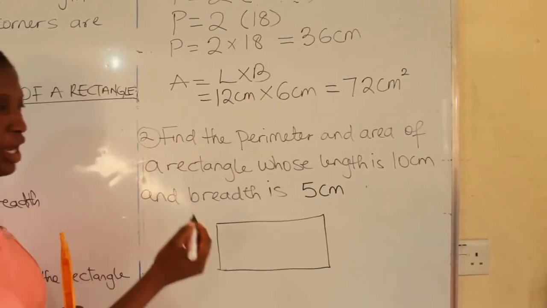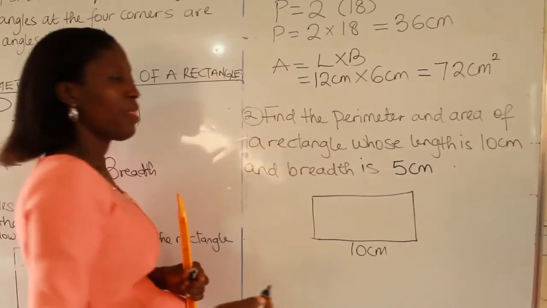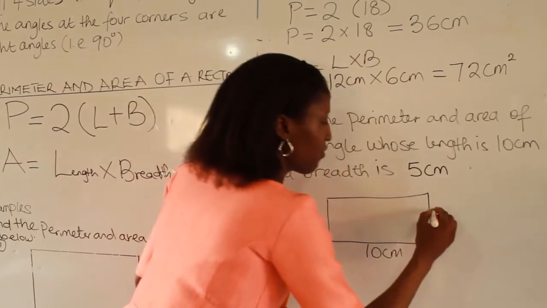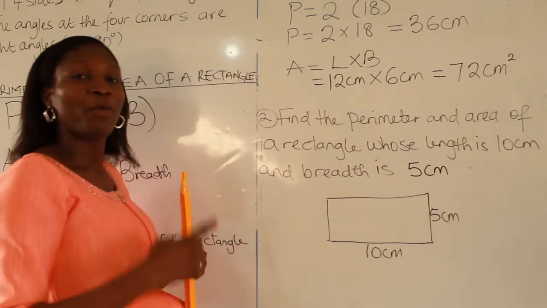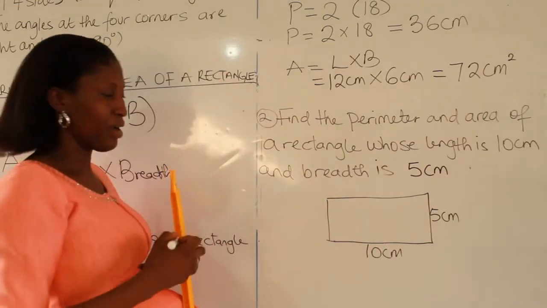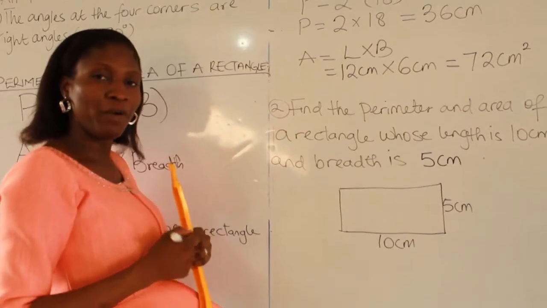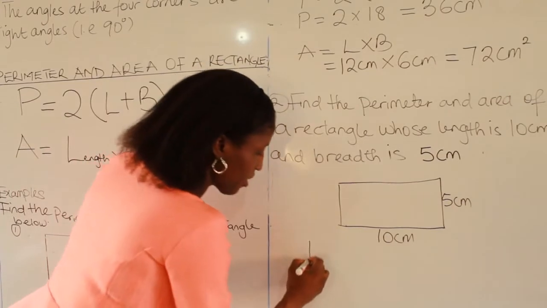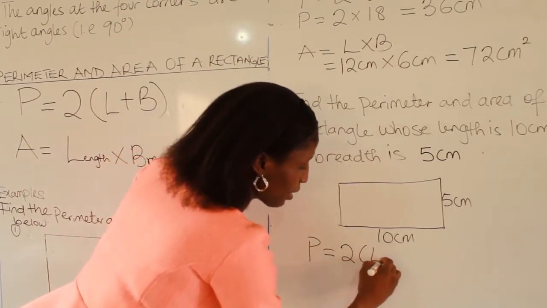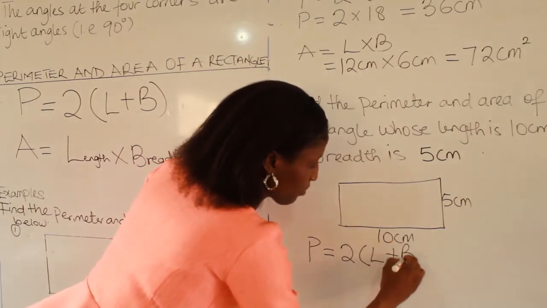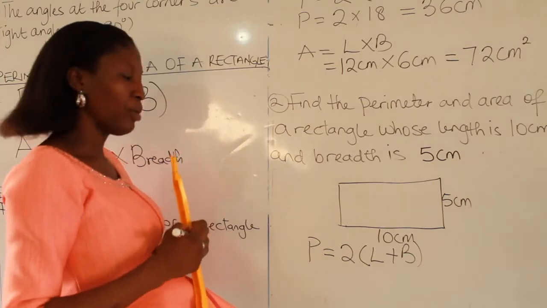From the question, our length is 10 centimeters and our breadth is 5 centimeters. So we are asked to find the perimeter and the area. The formula for finding the perimeter of a rectangle is perimeter equals 2 bracket L plus B.